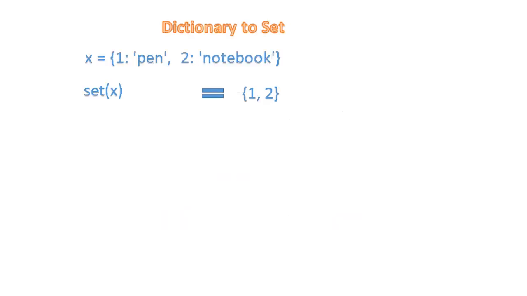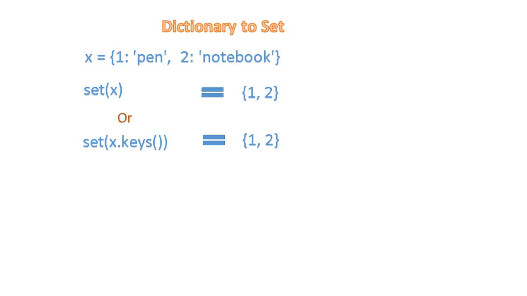Converting a dictionary to set. A dictionary when converted to set, by default set will take the keys as set items. Or we can also use a function called keys. The output will be same.